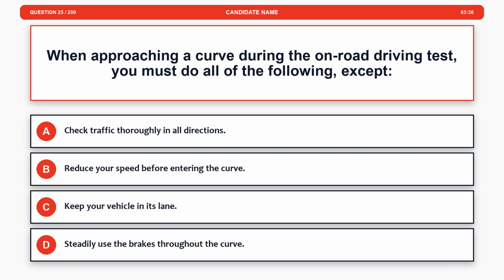Question 25. When approaching a curve during the on-road driving test, you must do all of the following except: Option A. Check traffic thoroughly in all directions. Option B. Reduce your speed before entering the curve. Option C. Keep your vehicle in its lane. Option D. Steadily use the brakes throughout the curve.